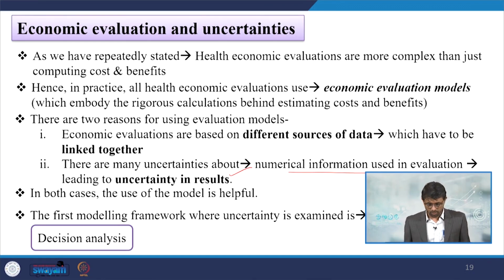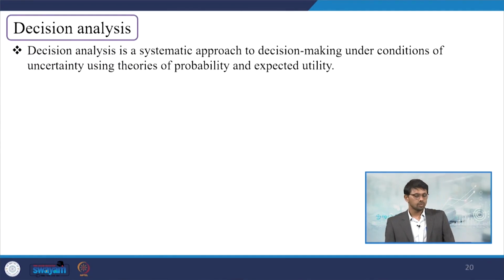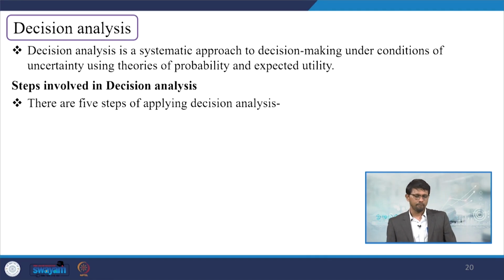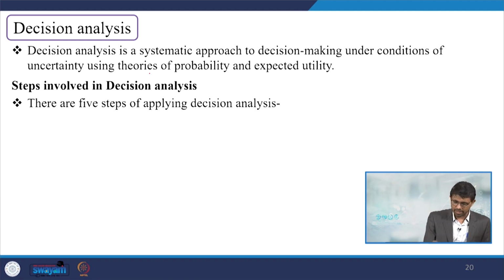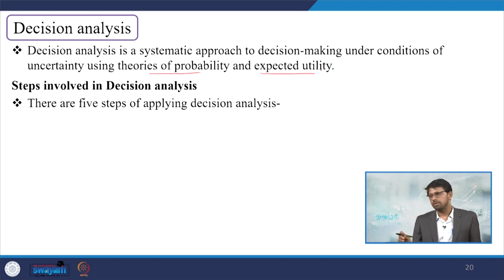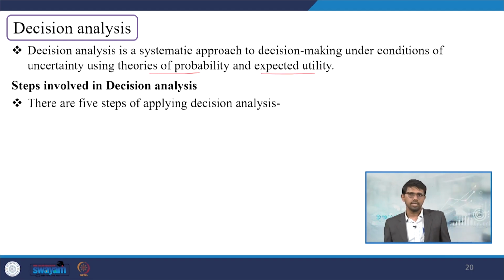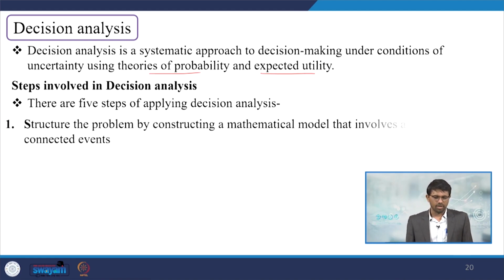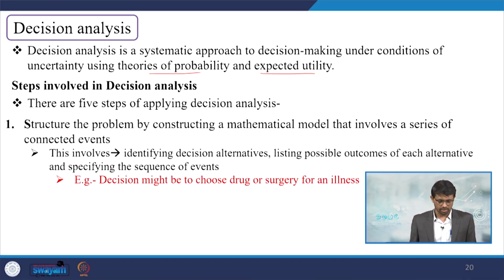The first modeling framework where uncertainty is examined is called decision analysis. Decision analysis is a systematic approach to decision making under conditions of uncertainty, using theories of probability and expected utility. Since decisions involve probabilities and expected values, we will be discussing this in decision analysis. There are five steps largely involved.